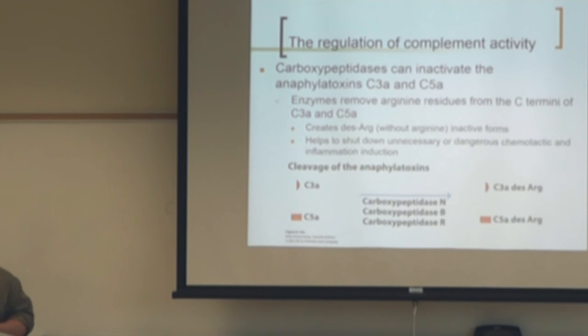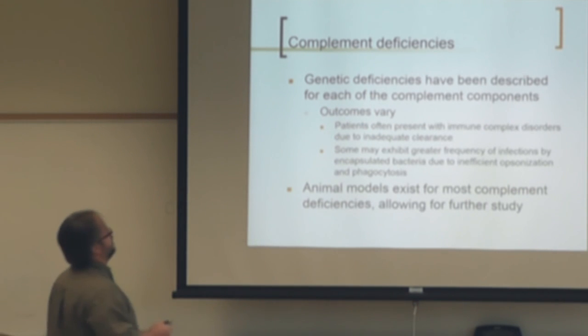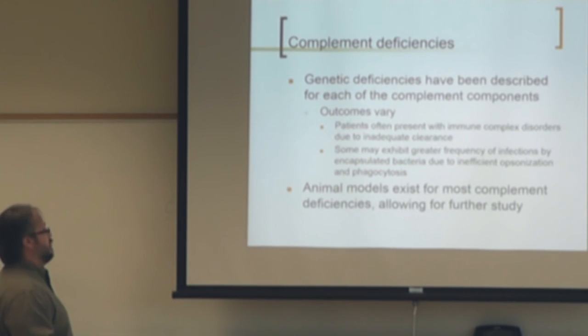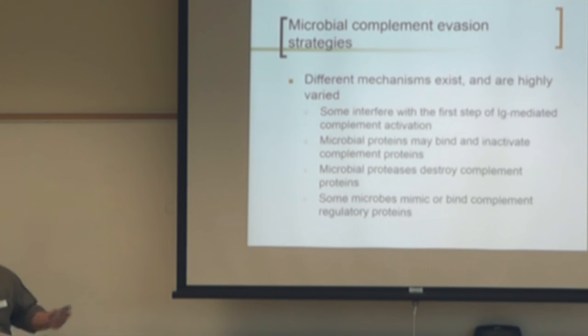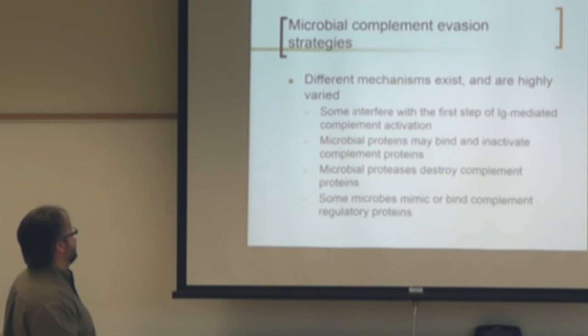So again, we can break things further down, and this is where we've learned a lot. Some genetic deficiencies have been described for each of these complement components, and the outcomes may vary, but in general, patients often present with immune complex disorders due to inadequate clearance. Some may have greater frequency of infections, especially by encapsulated bacteria due to inefficient opsonization. We have animal models to study these in detail, where we can look at specific portions of the complement system.